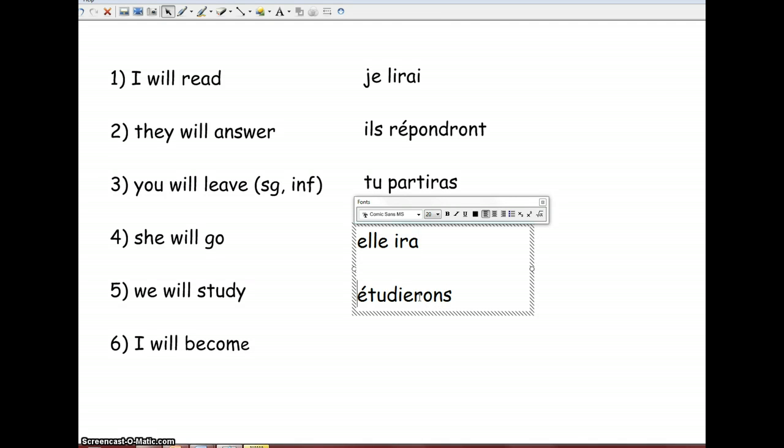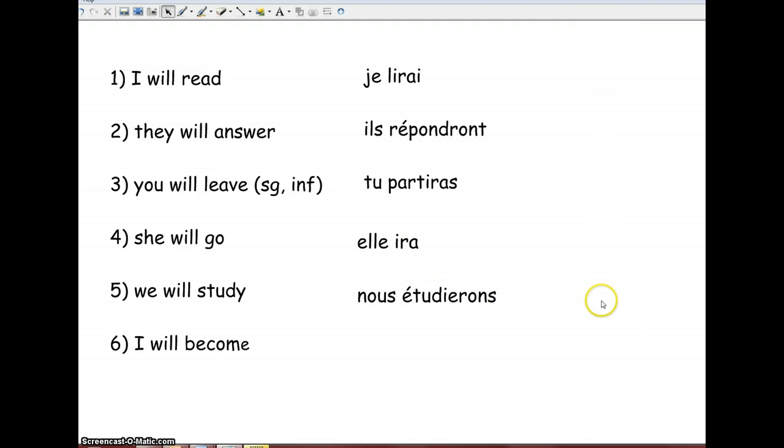And of course, we mustn't forget to put the word we in. Nous étudierons. We will study. Okay, quite difficult to say when you've got the whole infinitive as the stem and it's a long verb. But there we go. Nous étudierons.